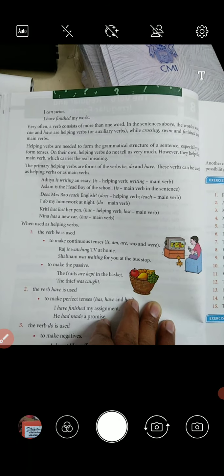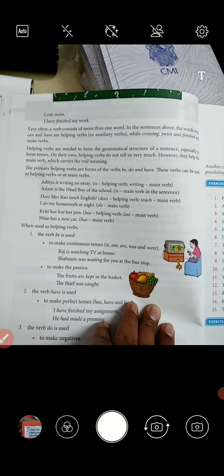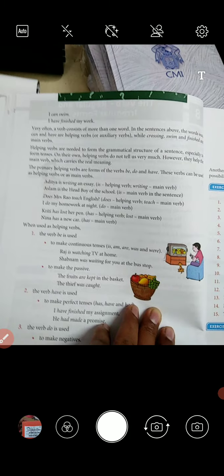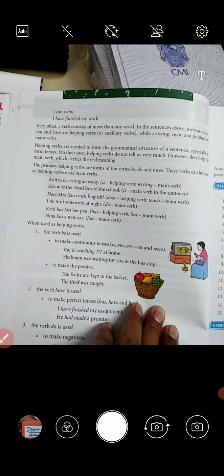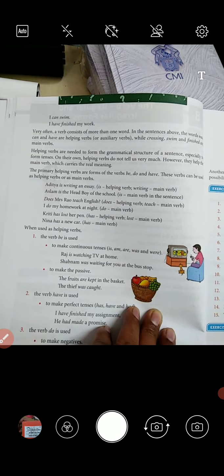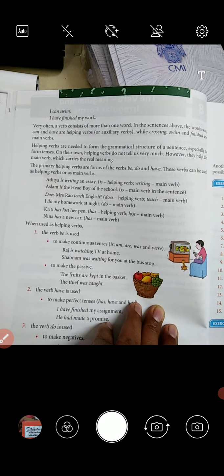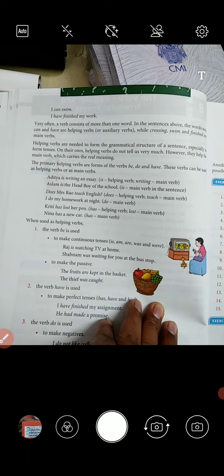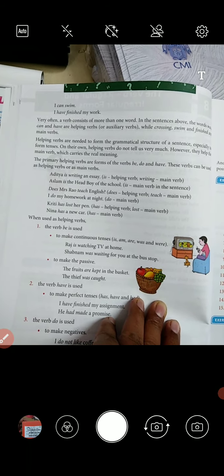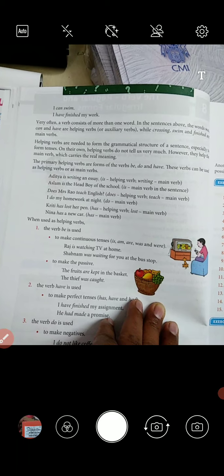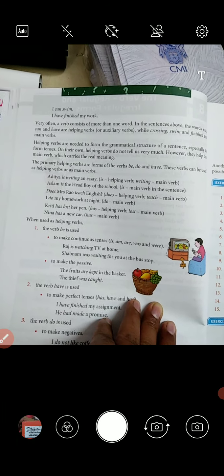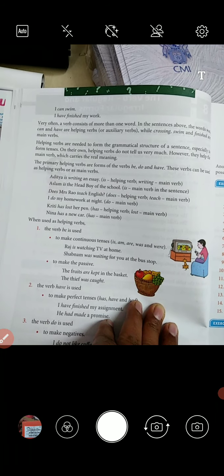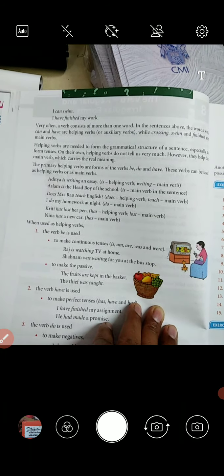Now which is the main verb in the sentence? That's is. So what is he? He is the head boy of the school. So is is the main verb in this sentence. Now, does Mrs. Rao teach English? It is a question. So in this sentence, does is the helping verb. And what does Rao do? She teaches. So teach is the main verb.